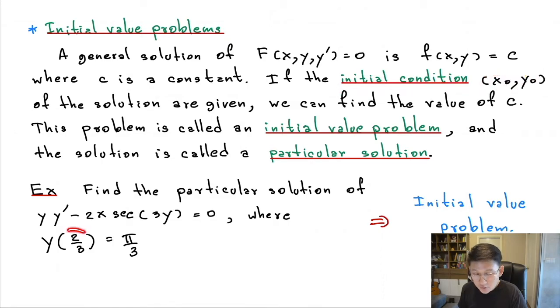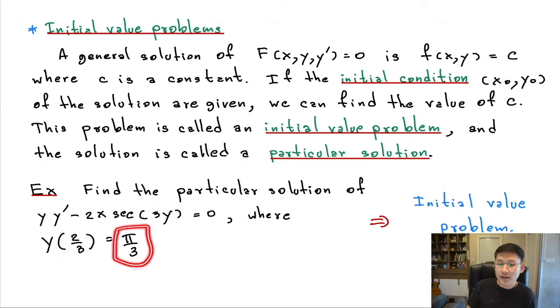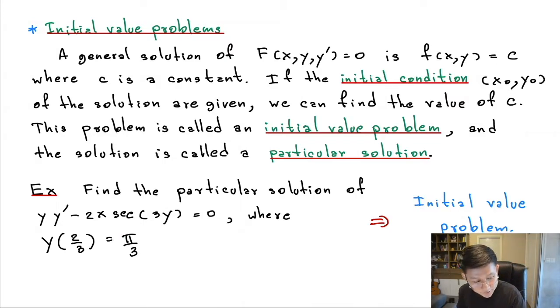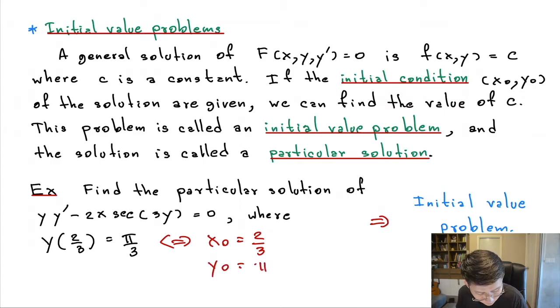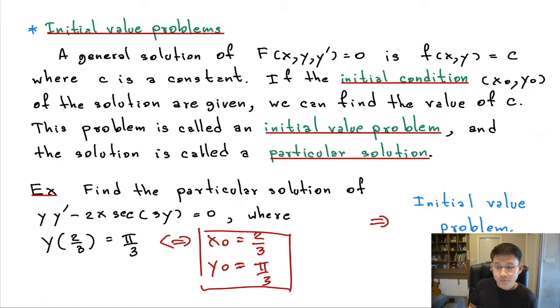If x is 2/3, y would be pi divided by 3. So this is the same as to say that x0 is 2/3 and y0 is pi divided by 3. This is called the initial condition. And if they give you the initial condition, the solution no longer contains the constant c. You'll see later when we do the computation.